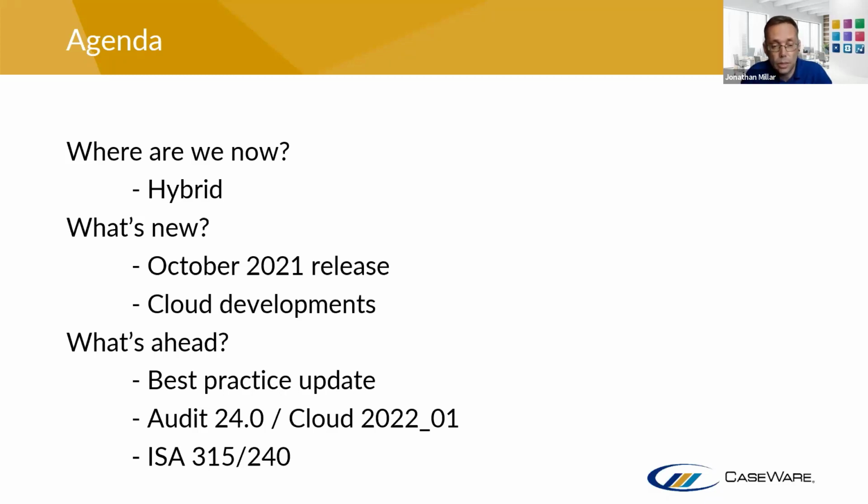There's another update coming through this year, toward the end of the year, and then particularly looking forward to next year, to the updates on the software, Audit 24 and Cloud 22.0.1, and how that impacts on the ISO 315, ISO 240 timeline that we've got lined up for next year, because I know that that's obviously of great interest to many of you.